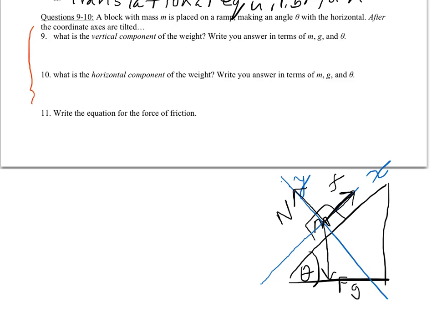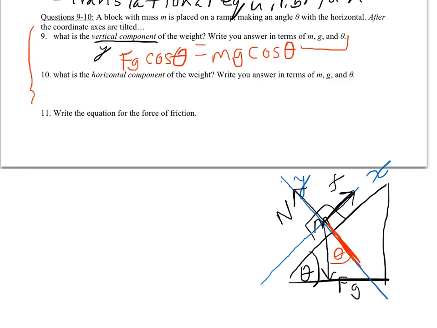The vertical component of the weight. So vertical is the y-axis. The y component of the weight would be this part here. And we've talked about before that this angle here is theta. The vertical component of the weight is adjacent to that angle, so that would be Fg cosine theta. The problem says answer only in terms of mg and theta, so that would be mg cos theta. And there's our answer. We found the vertical component, the part on the y-axis.